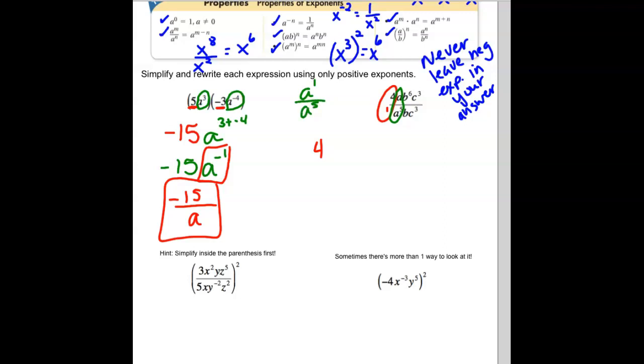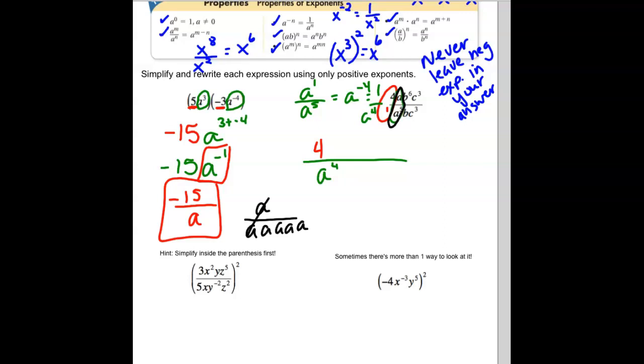Our rule says we subtract those powers, but 1 minus 5 gives us a negative 4, and we can't leave negatives, so we're going to have to flip that over, and it's going to become 1 over a to the 4th power. So our a to the 4th is going to end up in the denominator. Rather than going through all of those steps, it's much easier if we just look at this and say, where do I have more a's? I only had 1 in the numerator and I had 5 in the denominator, so I have an extra 4 in the denominator. Another way to think of it is you have 1 a in the numerator, 5 in the denominator. When you reduce those out, you still have 4 in the denominator.